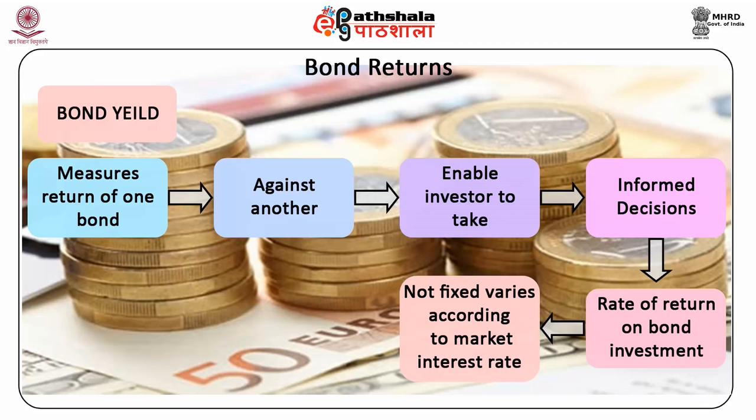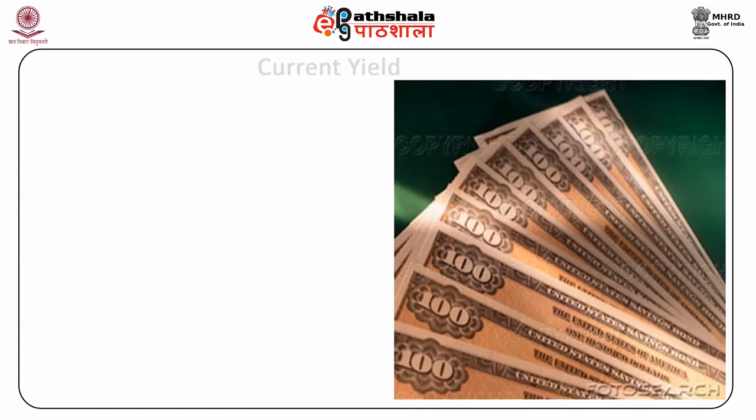Although the buyer will receive the same amount of interest as you did and will also have the same amount of principal returned at maturity, the buyer's yield or rate of return will be higher than yours because the buyer has paid a lower price for the bond. Yield is commonly measured in two ways, current yield and yield to maturity.